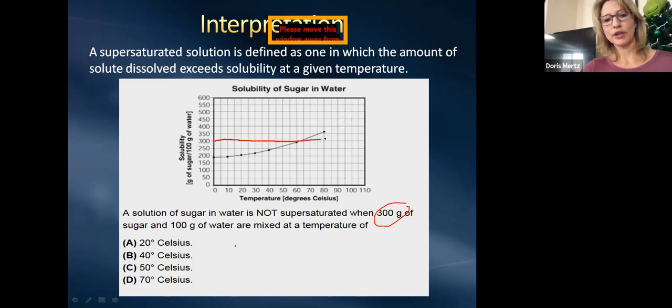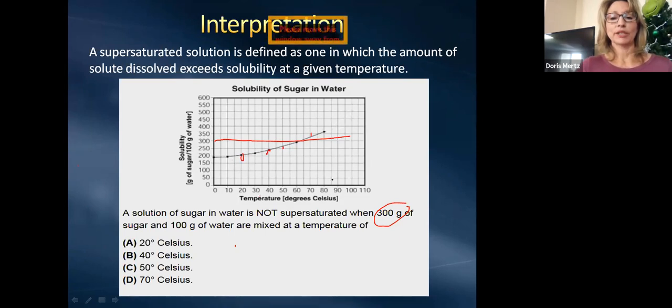Do this on your test. Draw your line straight out. The answer choices are 20 degrees Celsius, which is right here, 40 degrees Celsius right here, 50 degrees Celsius right here, and 70 degrees Celsius over here. So which do you think is the answer choice?